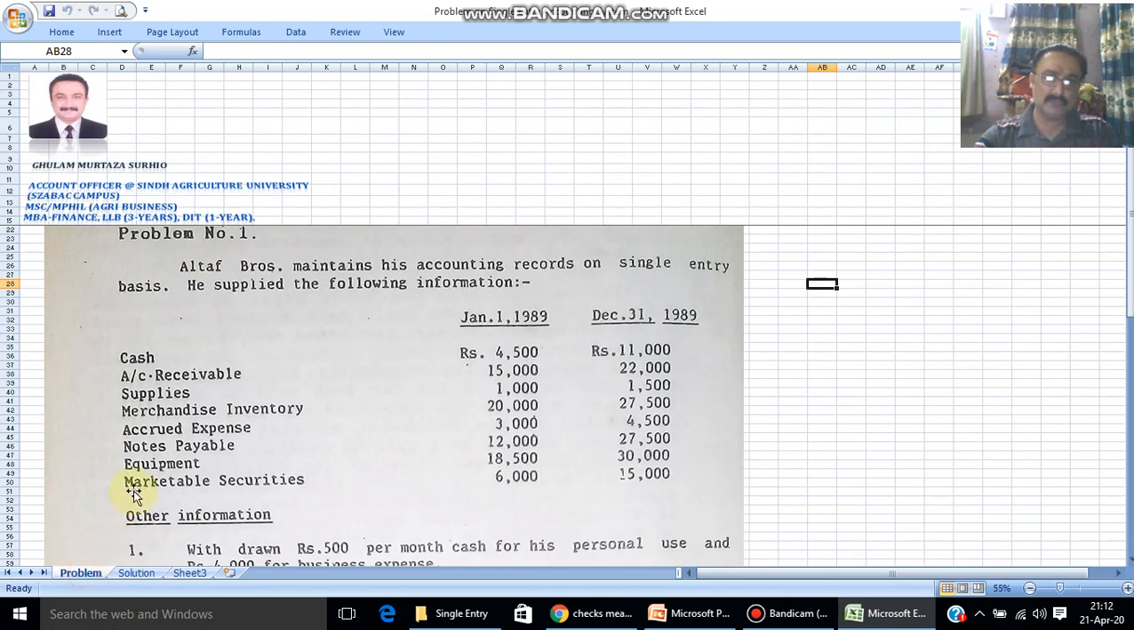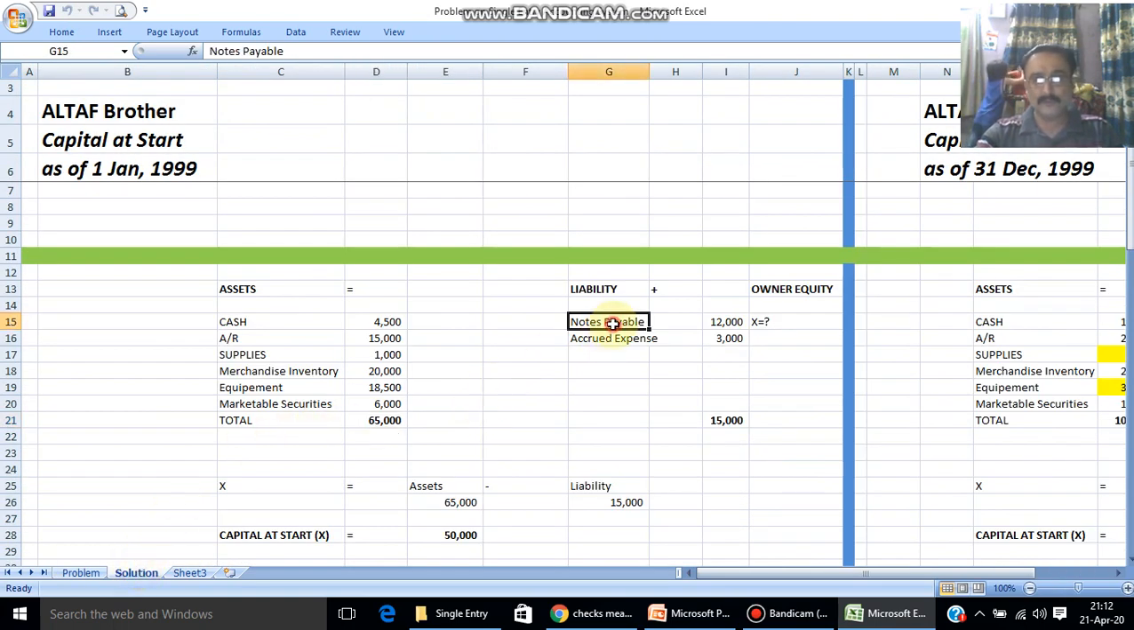And there are two things regarding liabilities. These are accrued expense and notes payable. So we have two figures over here, 12,000 and 3,000. These are all liabilities. So friends, notes payable and accrued expense means expense due that is not yet paid. That's why we call it a liability. So 12,000 plus 3,000 will be equal to 15,000. I have put a formula over here for your convenience. And X we have to determine, meaning capital we have to determine.